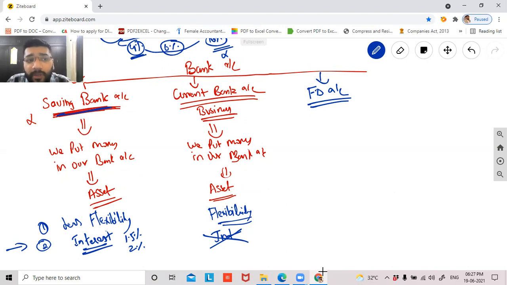The money that you put into the bank does not come with a lock-in period. Lock-in period means what? If I'm putting 1 lakh rupees in the bank, it is not telling that I'll give you only after 1 year. No, whenever you want, you can withdraw. That is why interest is less here. In fixed deposit, you are putting the money to block it for a period of 1 year or 2 years.